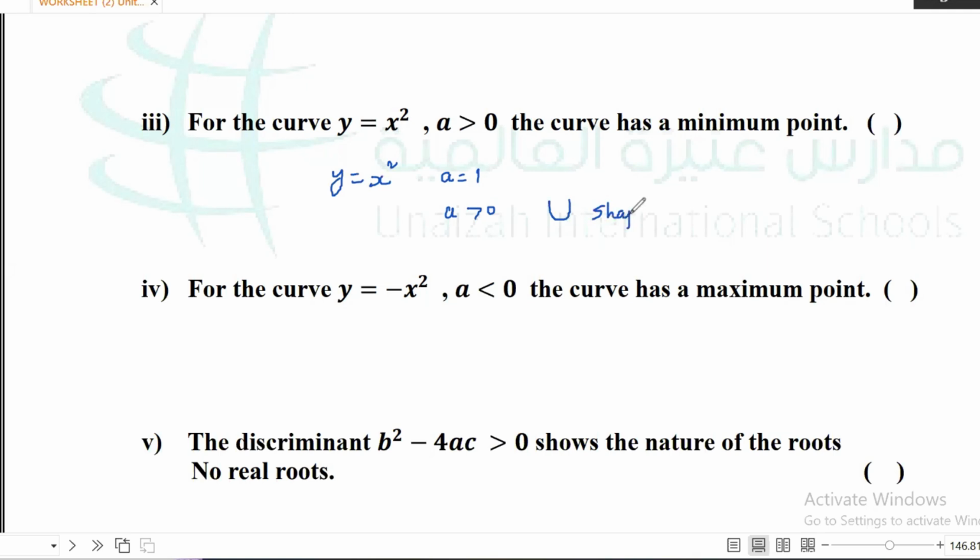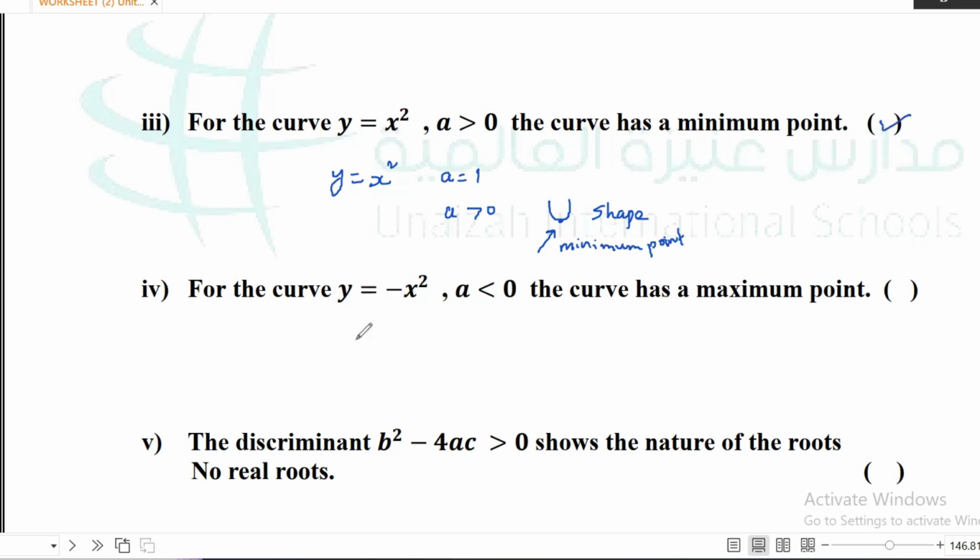And whenever we have a u shape, we will say that this is a minimum point, so it means this is correct.